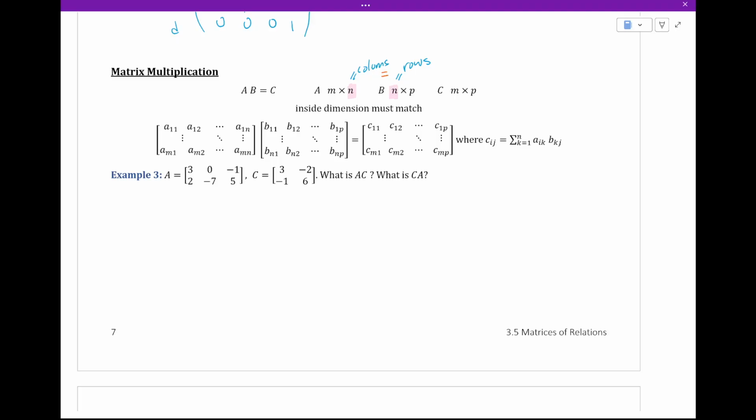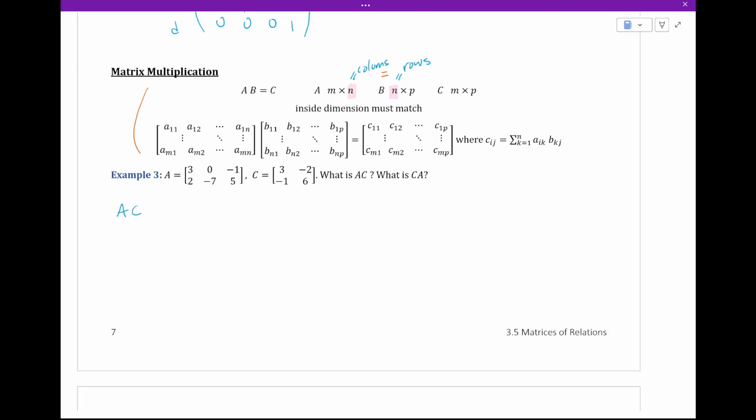So we'll take a look at an example of matrix multiplication here. This is kind of the formal definition, but I think it's probably best if we just look at an example. So in example 3, I've got 2 matrices, A and C. I want to know what is AC and what is CA.